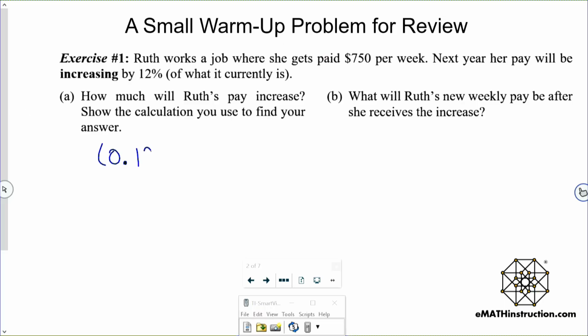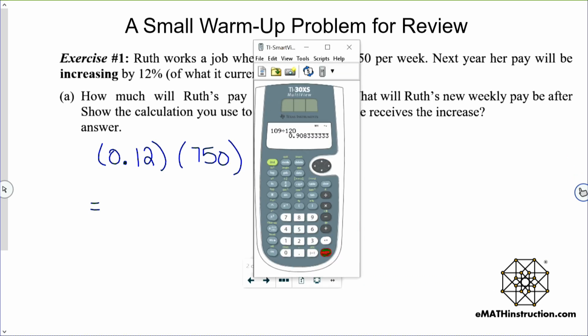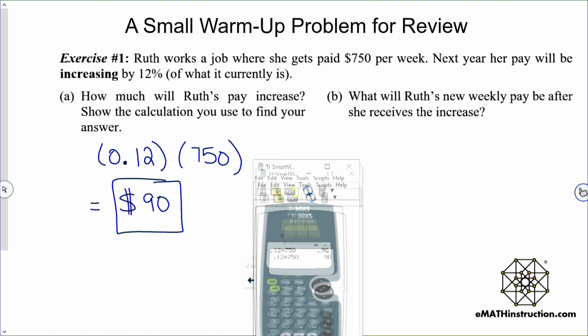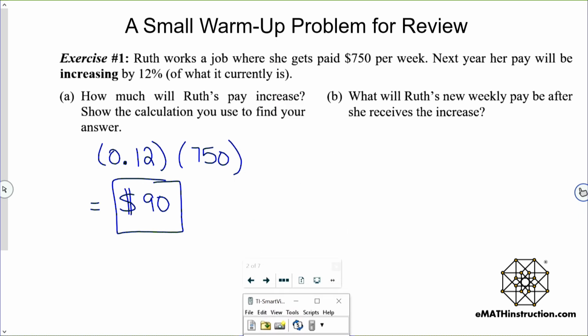All right, so actually figuring out what that is pretty easy, especially after all the work that we've done, right? We take that 12%, we change it into a decimal, 0.12. We multiply it by our 750. And again, although we could do that by hand, it's going to be quicker and more accurate to do it on the calculator. There's our 0.12 times 750. And we find that that ends up being $90. So 12% of 750 is $90.